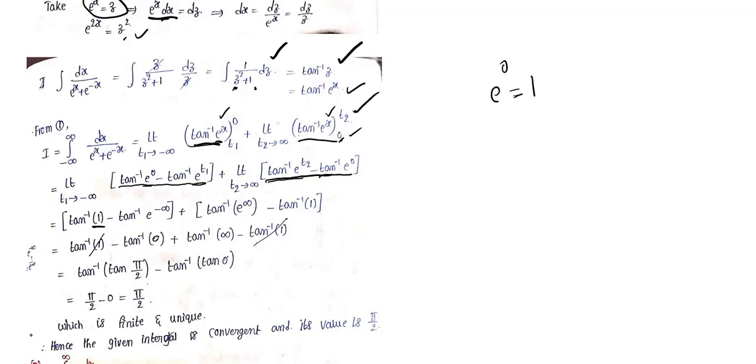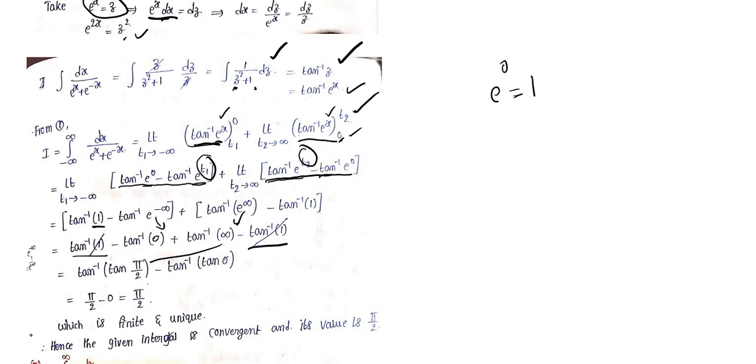Next I am substituting in the place of t1 minus infinity, in the place of t2 plus infinity. E power minus infinity is 0. E power infinity is infinity. Tan inverse of 1 here, plus into minus is minus, tan inverse of 1 here also. Cancel those two tan inverse of 1s. Then I am getting tan inverse of infinity minus tan inverse of 0.